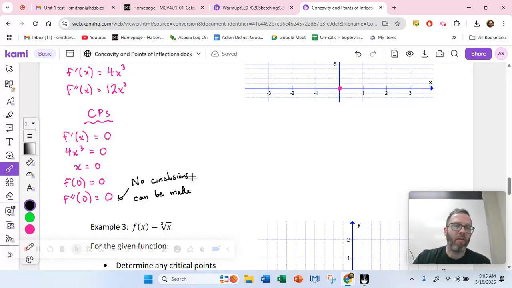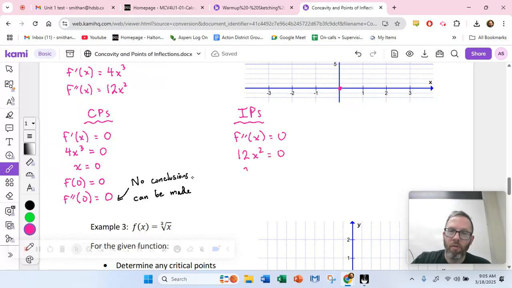Let's go and keep applying our algorithm, and let's search for inflection points using the second derivative. So you'd set the second derivative equal to 0. So 12x squared equals 0. So we get x is equal to 0. Is x equals 0 an inflection point? Well, we have to make sure that at that point, the graph changes concavity.